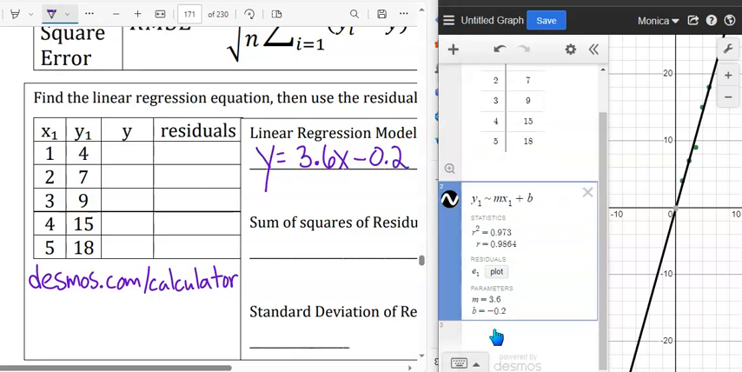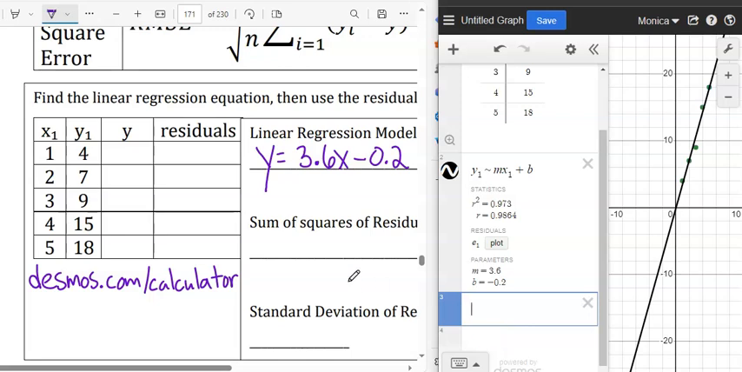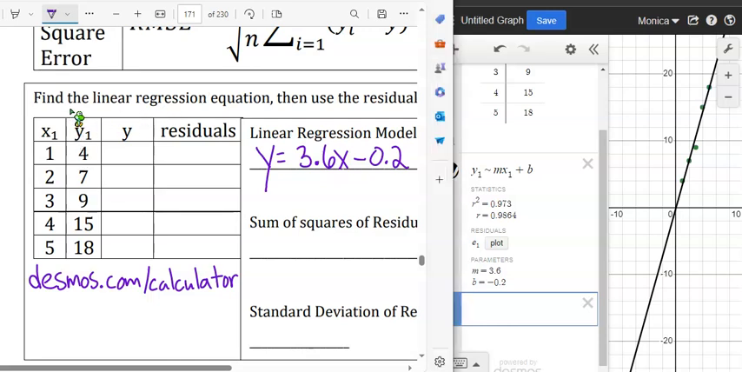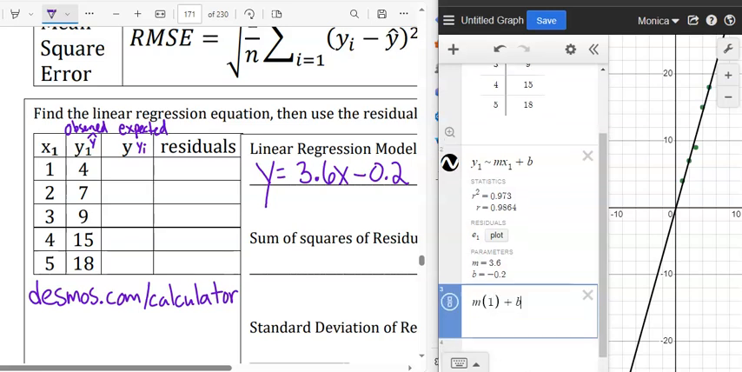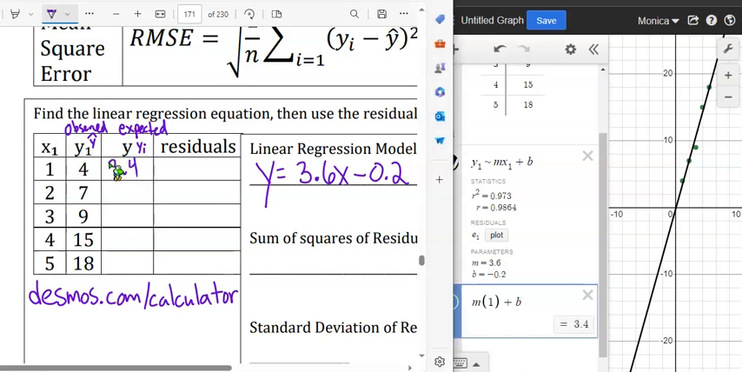Let's find the residuals. The first thing we want to do is plug in each of these x values into the model formula to find the expected y. These are the observed y's, these are the expected y's. So we'll put m times 1 plus b. 3.4 is expected.